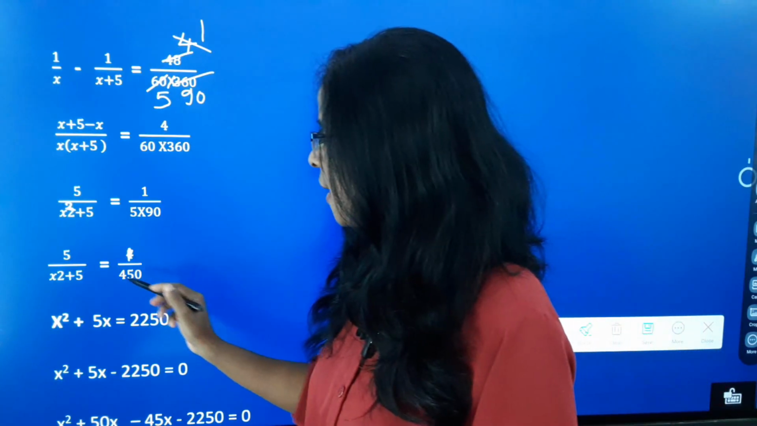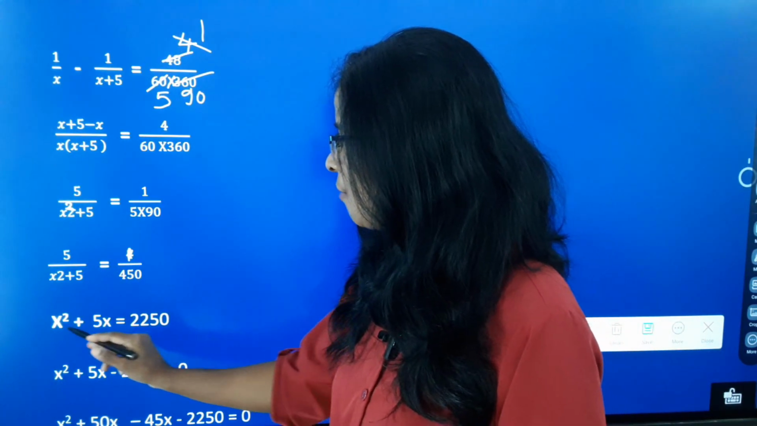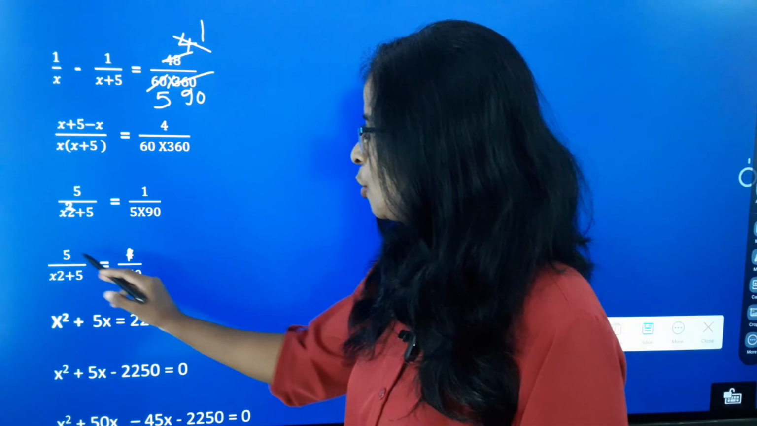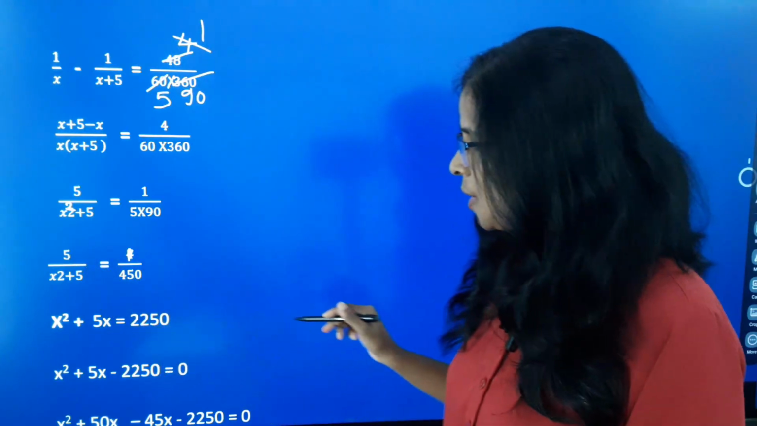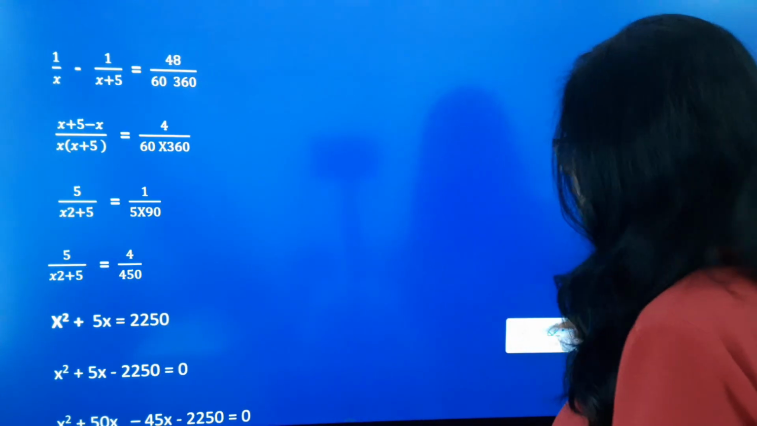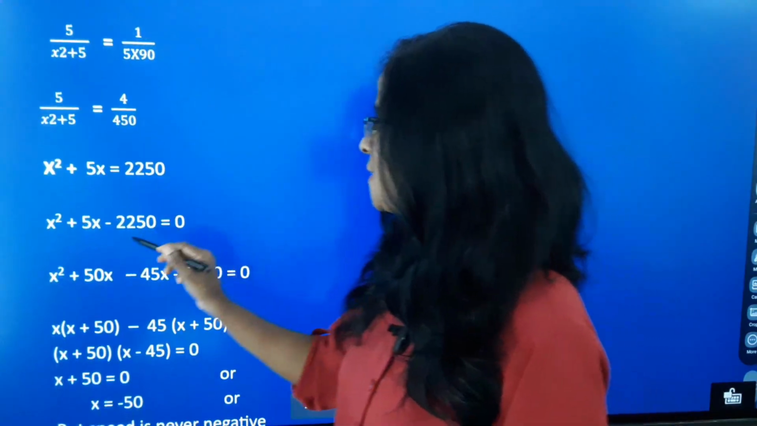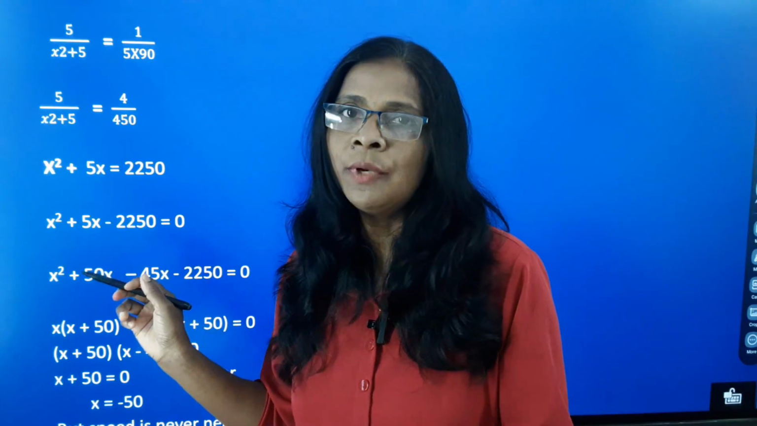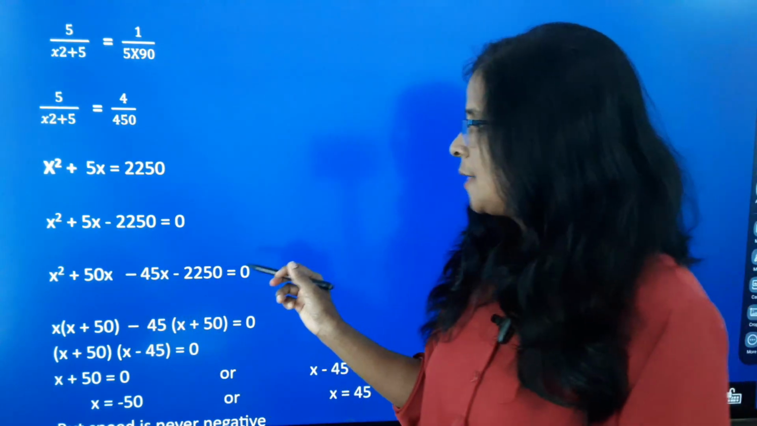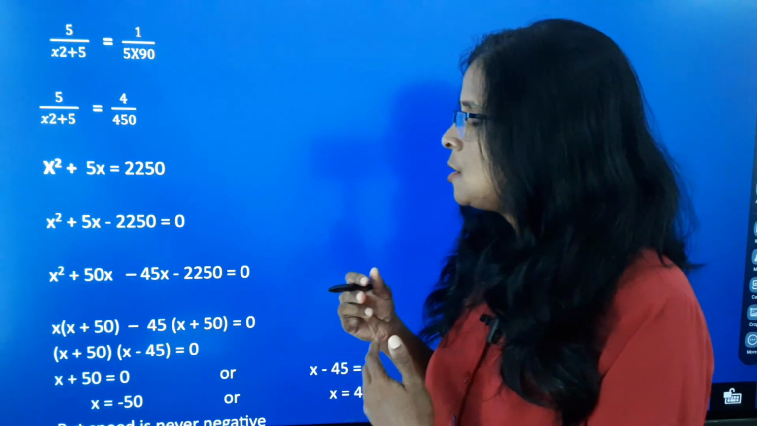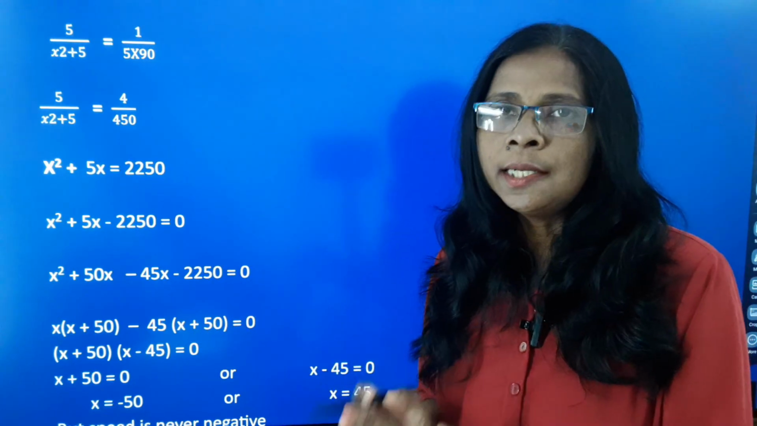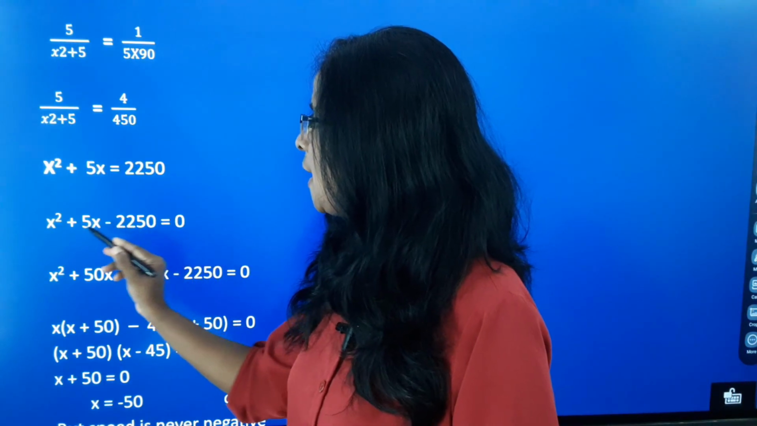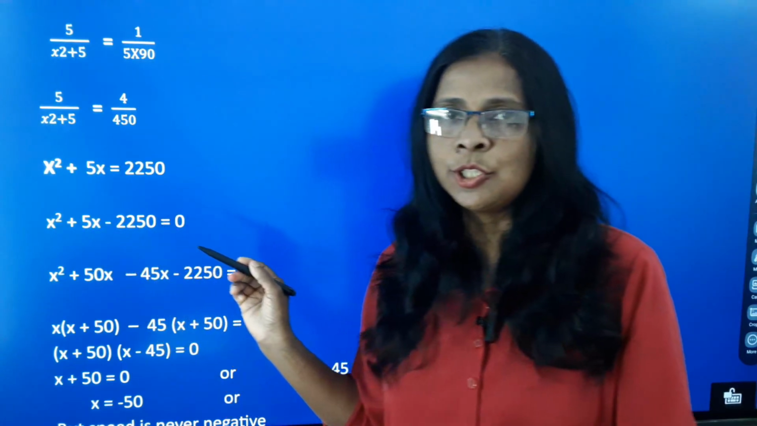So now cross multiply. After cross multiply, we have x square plus 5x is equal to 2250, that is the product of 450 and 5. So now the next step is x square plus 5x minus 2250 is equal to 0. Now we apply the factorization method, and we want two numbers having the product minus 2250 and the sum positive 5.